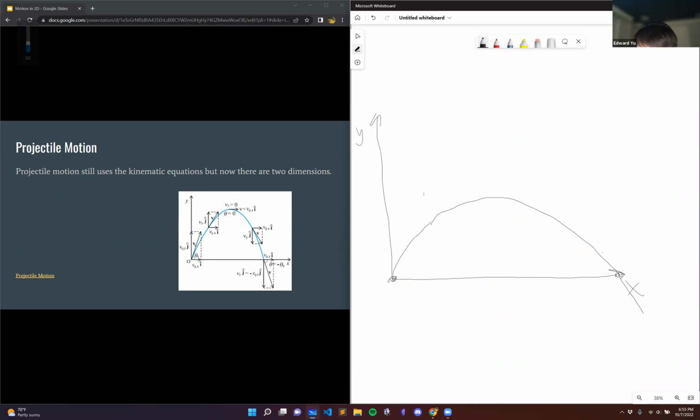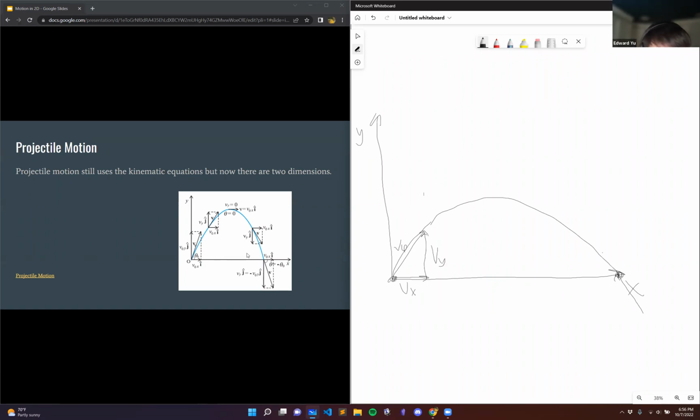So it ends here, but let's pretend it also goes like final. So if I make this my v initial, then this would be my vx, which is my initial x component, and this is my initial y component.